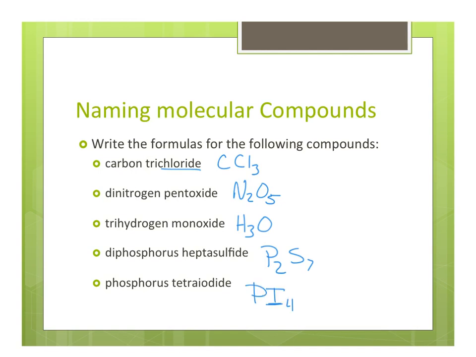And lastly, we have phosphorus with nothing before it, so that means just 1. And then we have tetraiodide, so tetra meaning 4, and iodide with an I, so we have PI4.